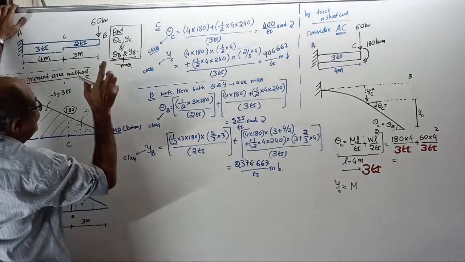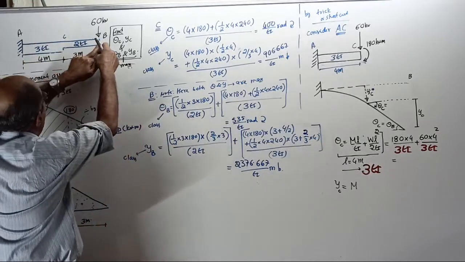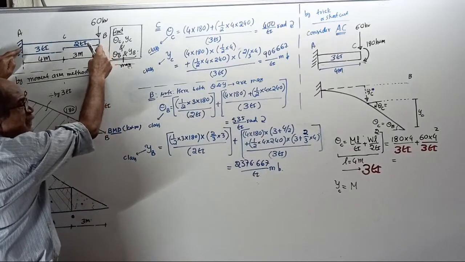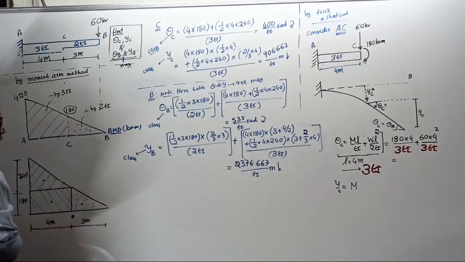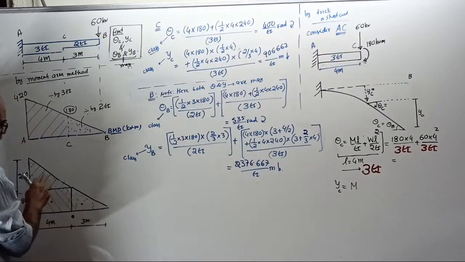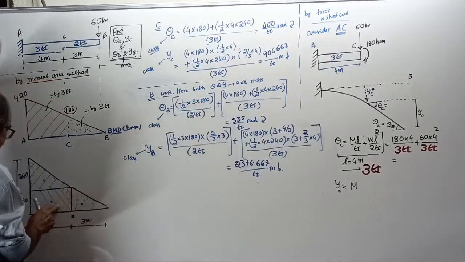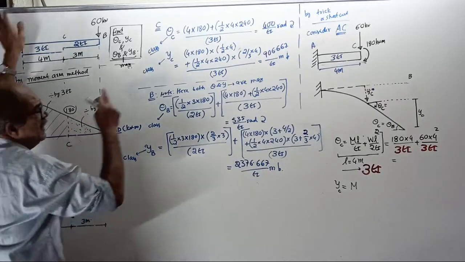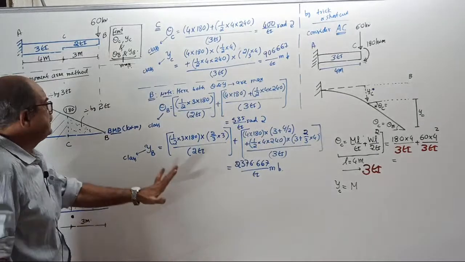Area of the BM by EI diagram between the point B and always the fixed end. All this I told you. So this full area from B to A means full area: one triangle, one rectangle, one more triangle. Triangle area divided by 2 EI. This rectangle and one more triangle area divided by 3 EI. You get the slope.